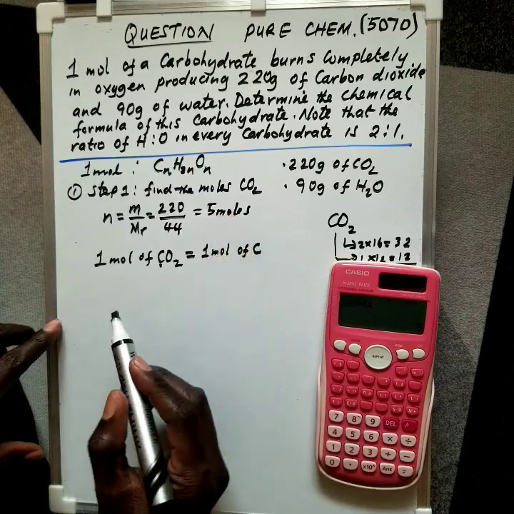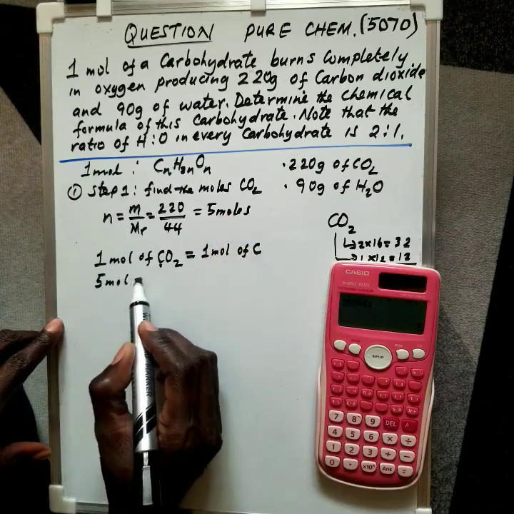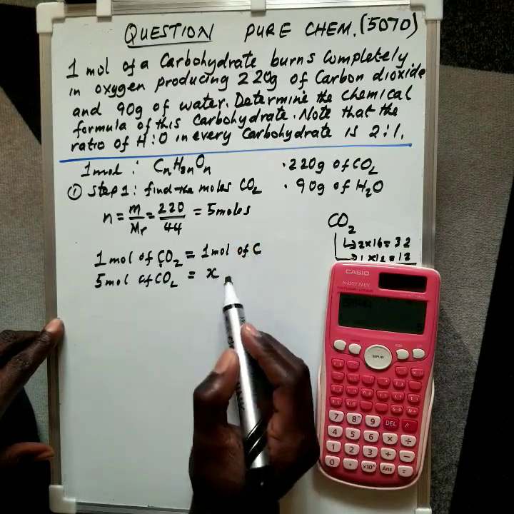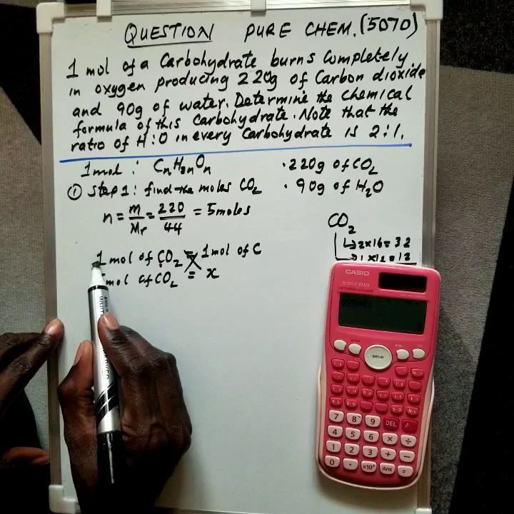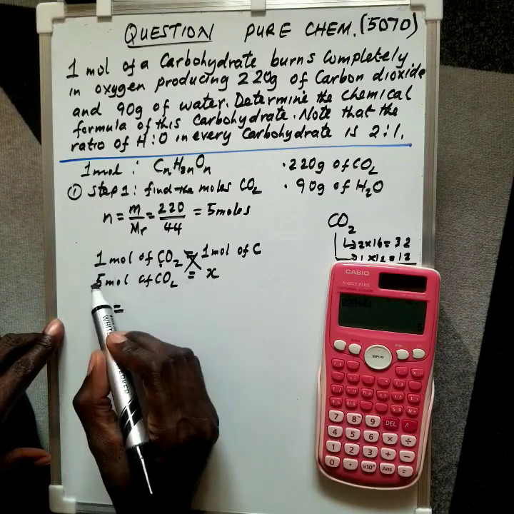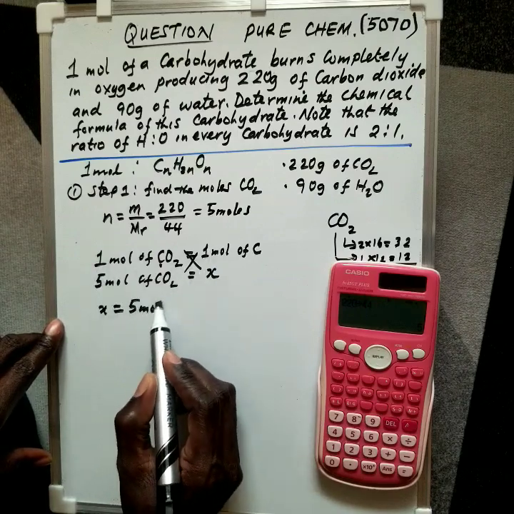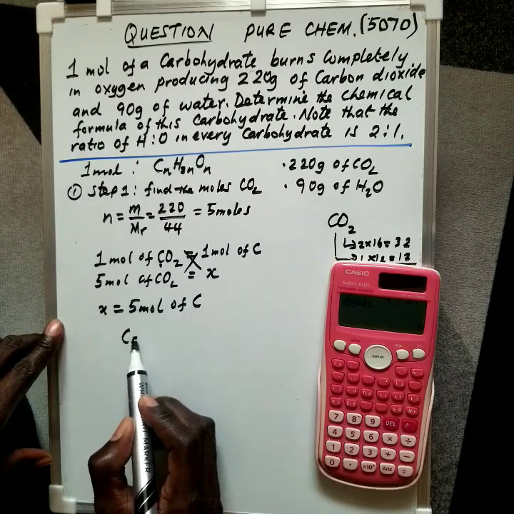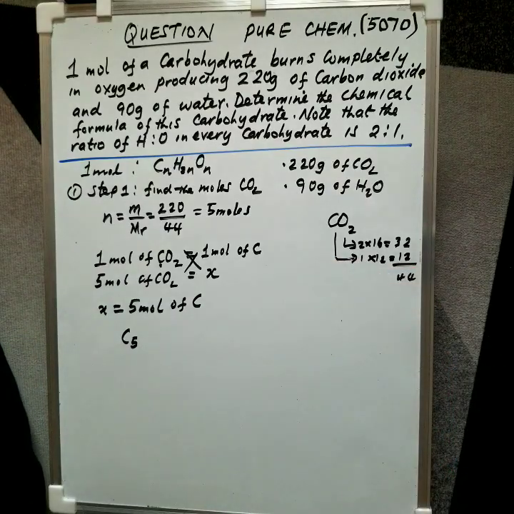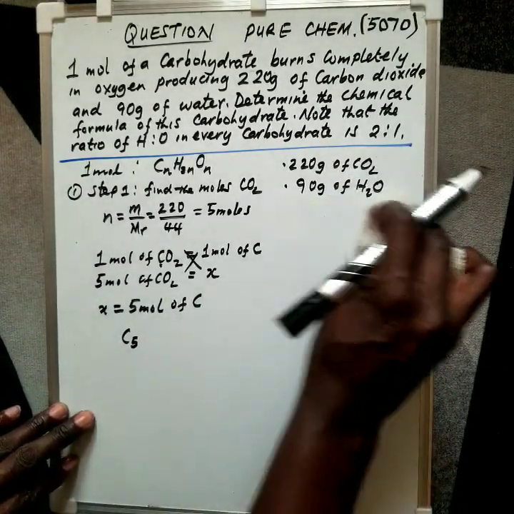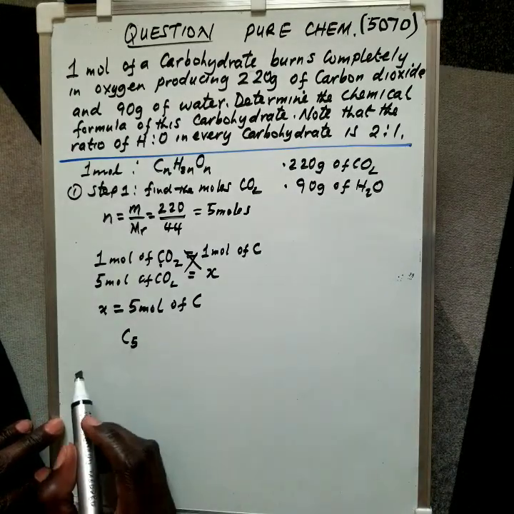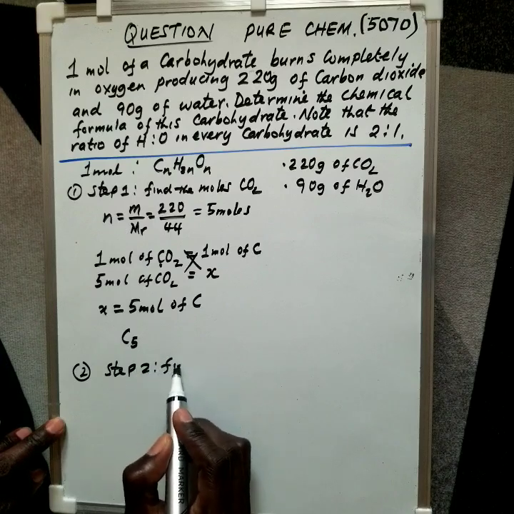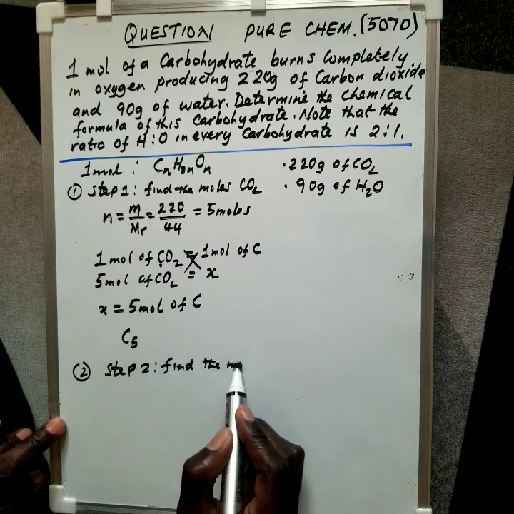Now suppose I have 5 moles of CO2, how many moles of carbon are there? We don't know, so we can cross multiply. 1 times x is equal to 5 times 1, which simply gives us 5 moles of carbon, which we can write as C5. We are simply going to do the same when it comes to the water.